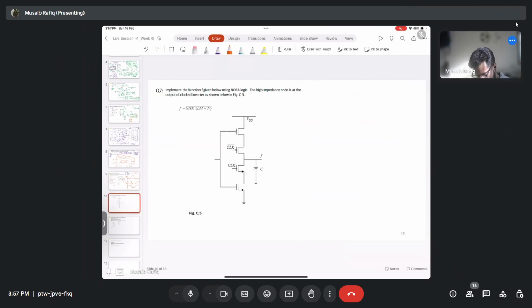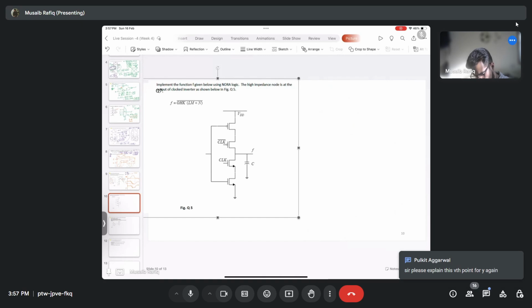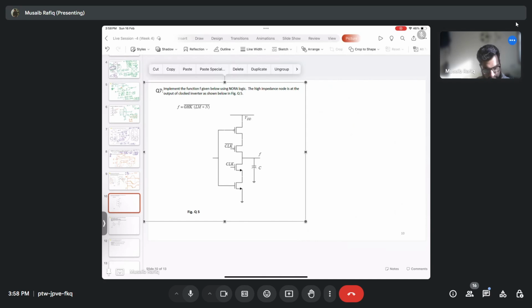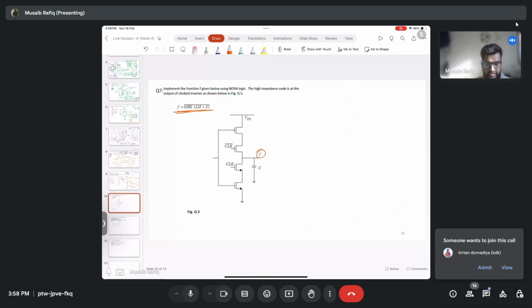Now let's move forward to question number 7. It states: implement the function f given below using NORA logic. So I have a function f is equal to GHK and LM plus N, whole bar. I need to implement this function f.